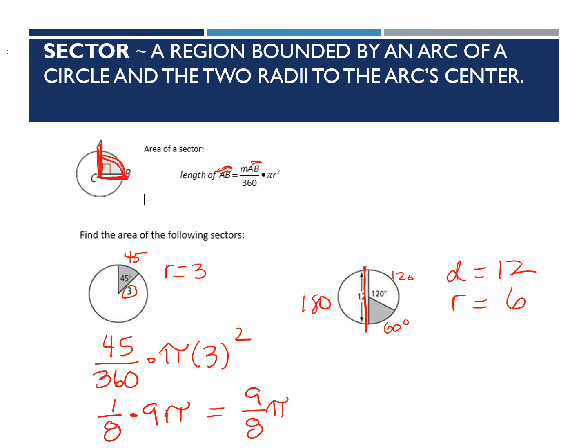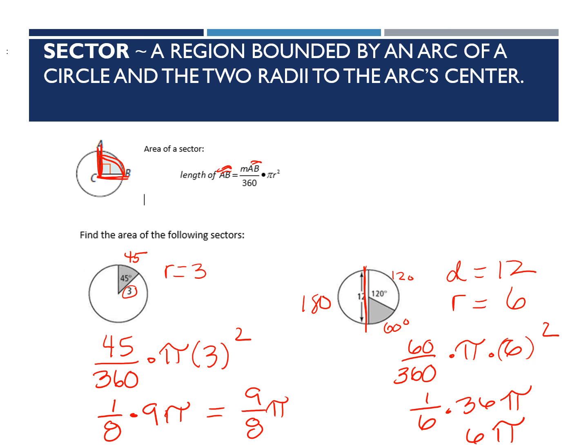So that's what we're concerned about. So we have the 60 over 360 times pi times 6 squared. 60 over 360 reduces to 1/6, times 6 squared is 36, and then pi, and 1/6 times 36 is 6. So its area is 6 pi.